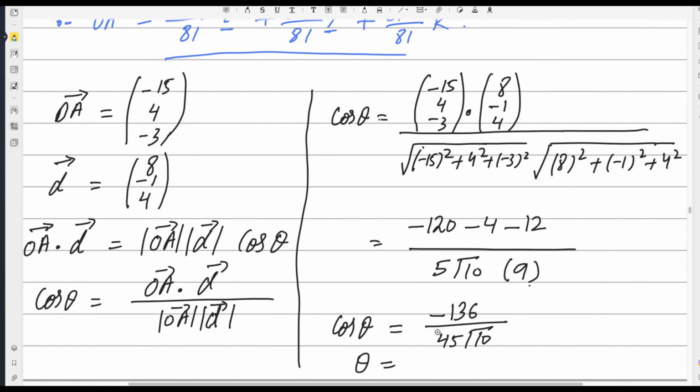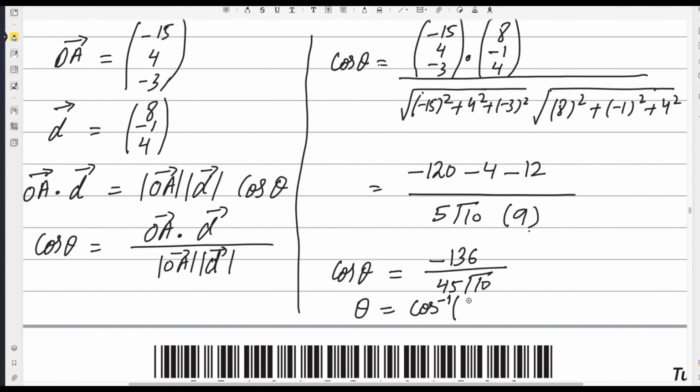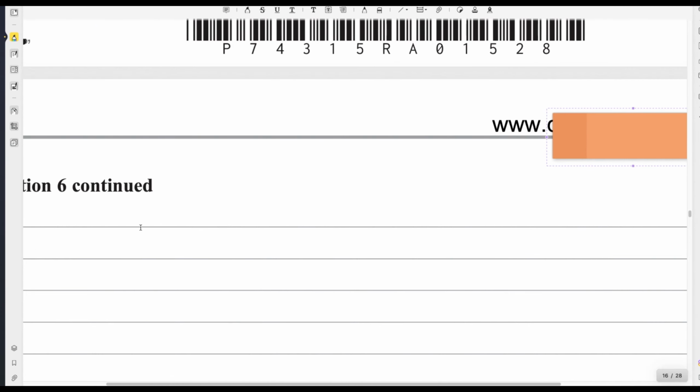So if you keep the negative sign inside, you will get the obtuse angle, but we need to find the acute angle. So ignore the negative sign. It will give you 136 over 45 square root 10. You will get the answer 17.1 degrees. Finally, in the next step we will find the area of the triangle.